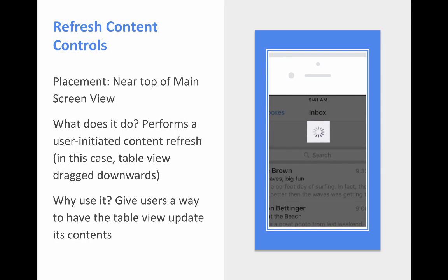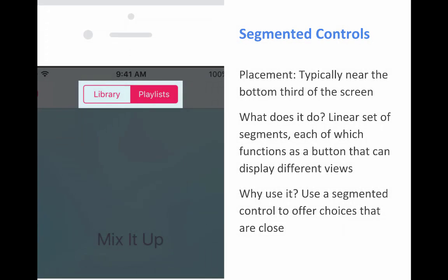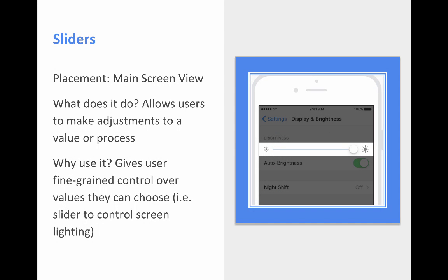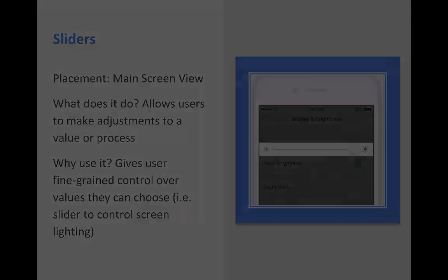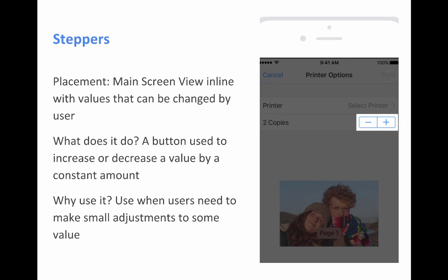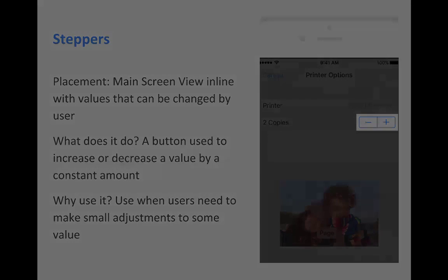The refresh content control. So this is something where if we pull down our emails, it shows that it's going to display whatever new emails the user has. Segmented controls. This allows the user to toggle between different views. For segmented controls, you probably don't want to go over 2 to 3 segments. Sliders. So this allows users to make adjustments to a value or process. What's displayed here is a slider that allows the user to increase or decrease the display brightness. Steppers, a button used to increase or decrease a value by a constant amount.